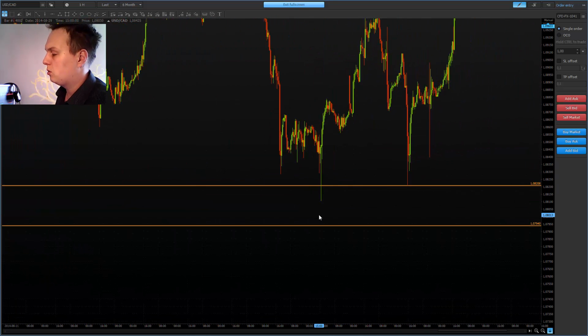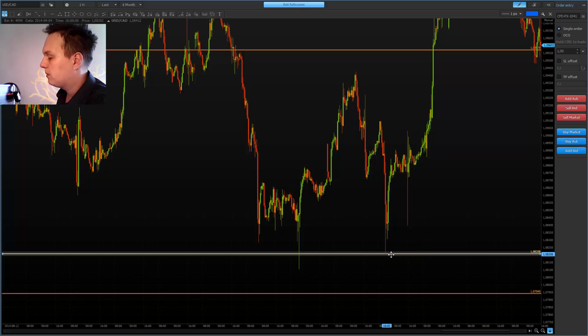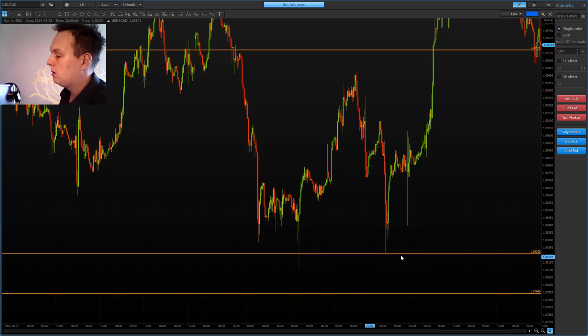to reverse the price. Here we see test of this zone, and it's very rapid reversal with very long wick. Actually it's pretty decent pin bar, and price moved up roughly 130 pips. Then it moved down a little bit and made a retest.